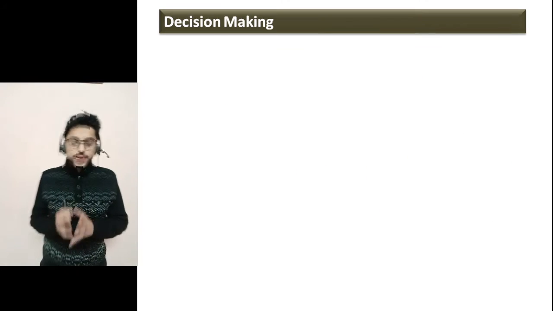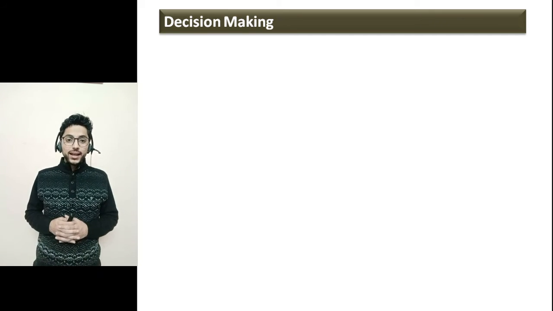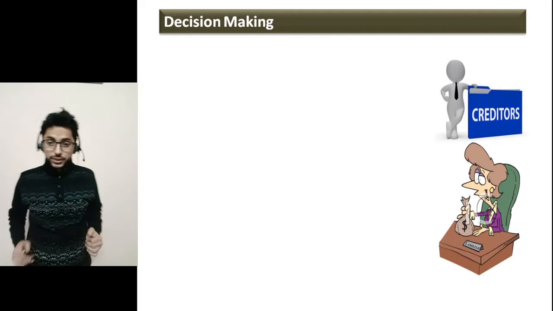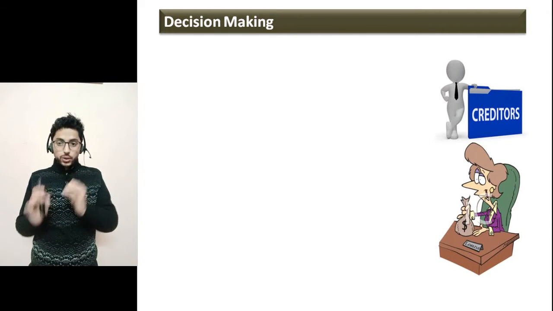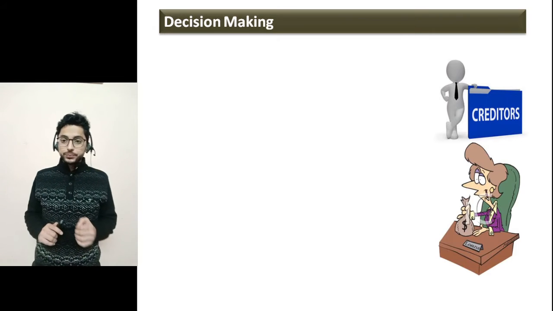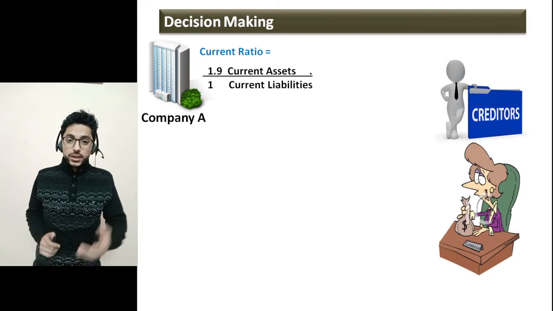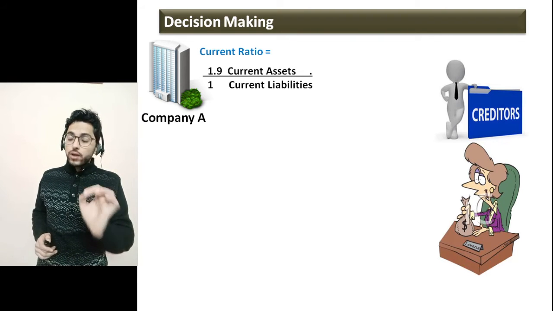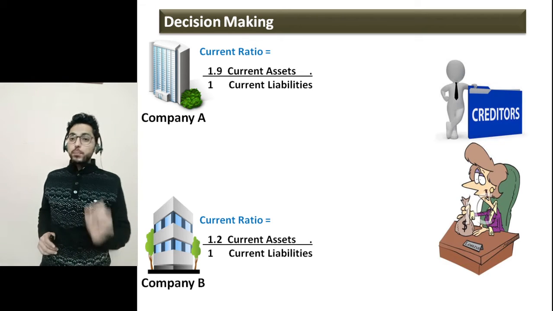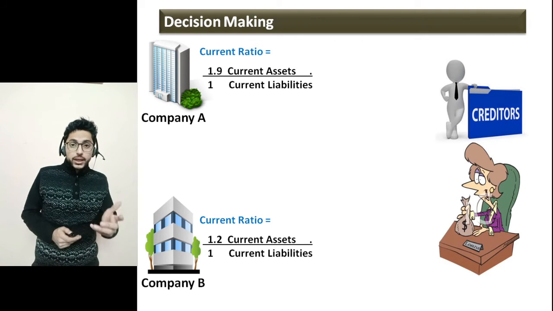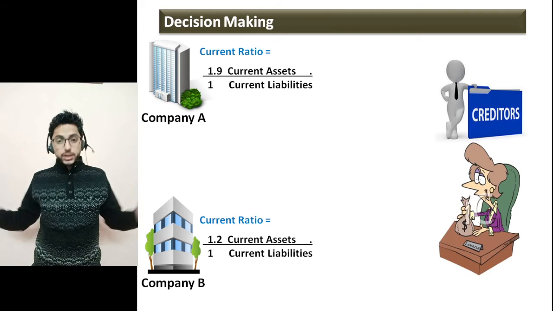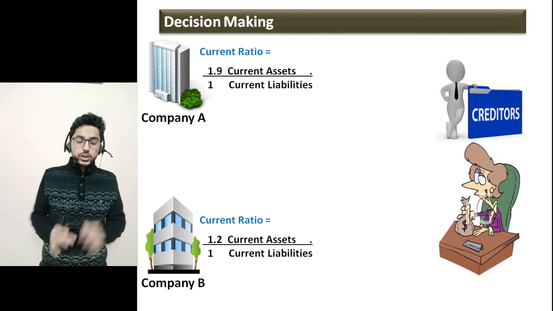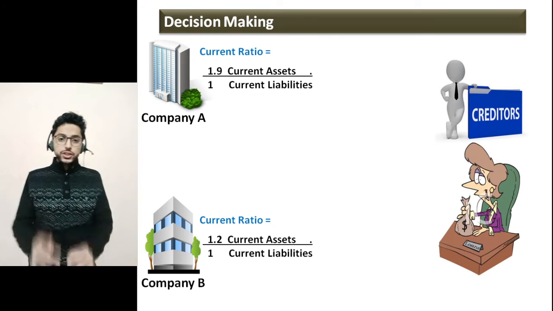Okay. Let's consider an example of decision making on the basis of this current ratio. Let's say there are creditors and short-term lenders. You know that creditors and short-term loans make part of current liabilities. So let's say there are two companies, company A and company B. Company A has a current ratio of 1.9. Company B has a current ratio of 1.2. Let's assume that company A and company B are the same in all other respects except this current ratio. They have the same business, same capital structure, same potential, every other thing is the same except this current ratio.